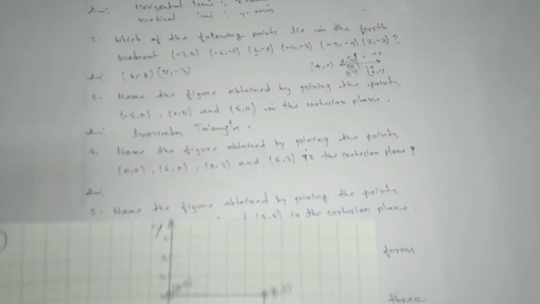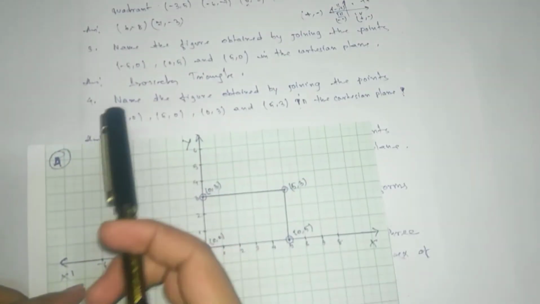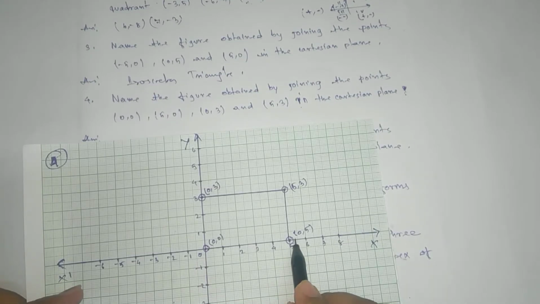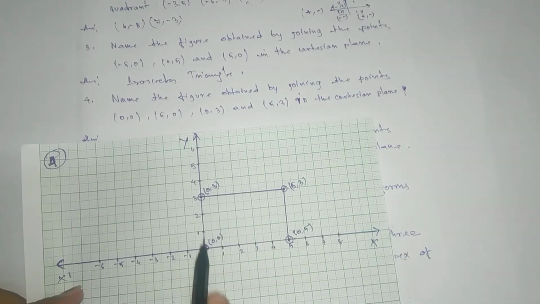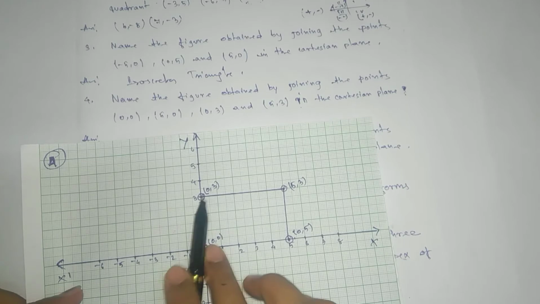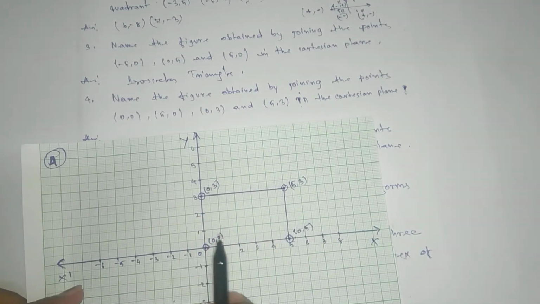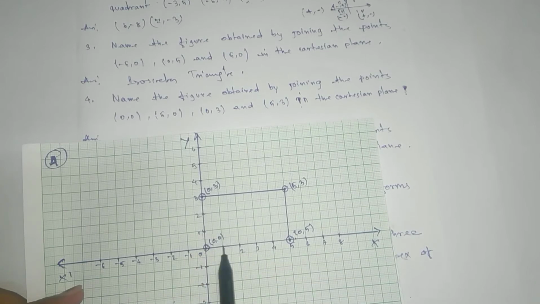So here, going with this problem, you can see the first is 0, 0, the coordinate 0, 0. Next is 5, 0. And next is 0, 3, where x is 0 and y is 3. And the last is 5, 3. If you look here, each angle is 90 degrees, and opposite sides are equal: 1, 2, 3 units and 1, 2, 3, 4, 5 units.